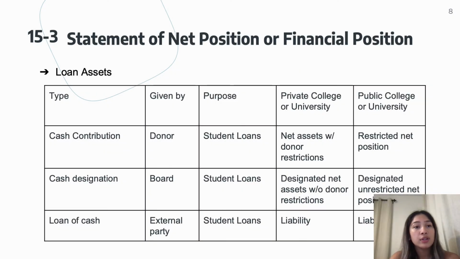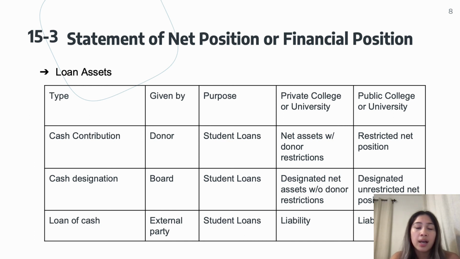All right, so for the third learning objective, we will be discussing some accounting and reporting issues for colleges and universities. Beginning with the statement of net position or financial position, we have loan assets, and I just made this little table so it's a little easier to understand and read. If we were to have a cash contribution given to us by a donor for the purpose of student loans, a private college or university would classify this as net assets with donor restrictions, whereas a public college or university would classify it as restricted net position.